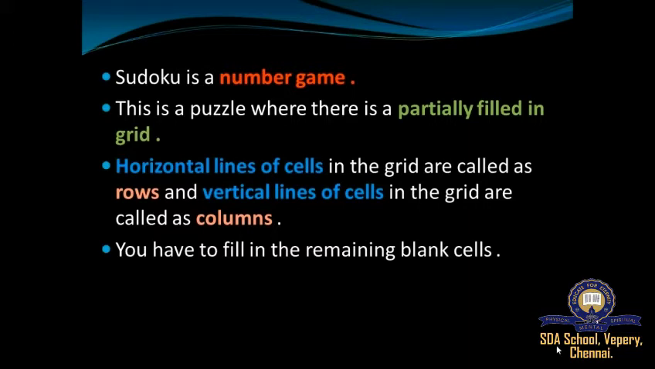So this is a puzzle in which the numbers are partially filled in a grid. The horizontal lines of cells in the grid are called rows and the vertical lines of cells in the grid are called columns, and you are supposed to fill in the remaining blank cells.